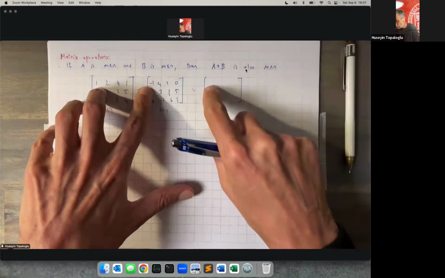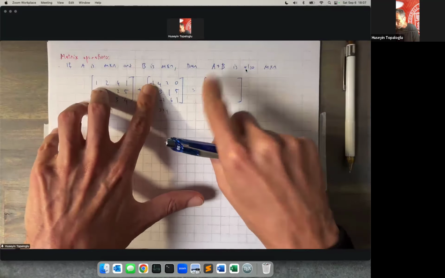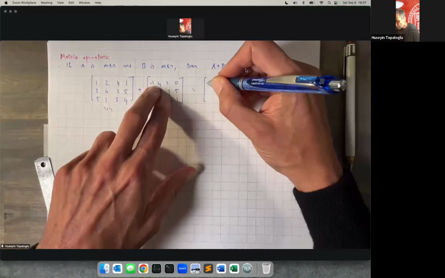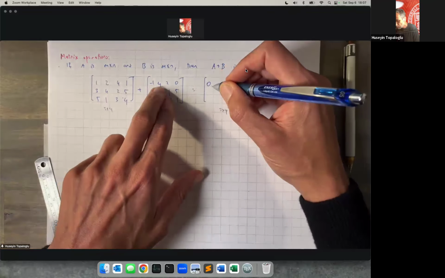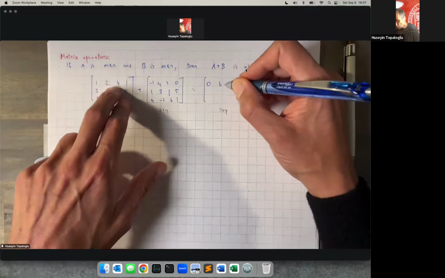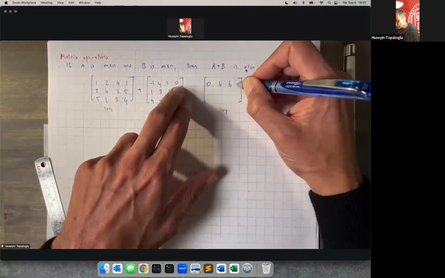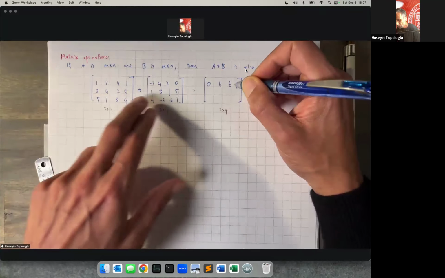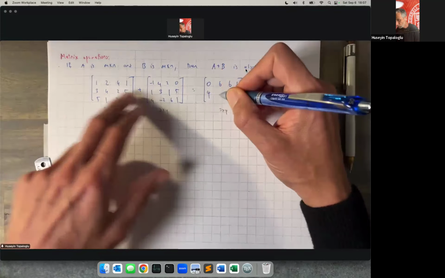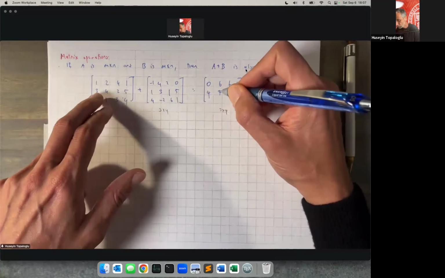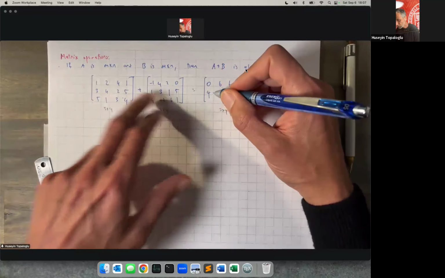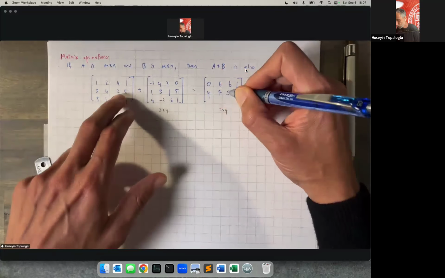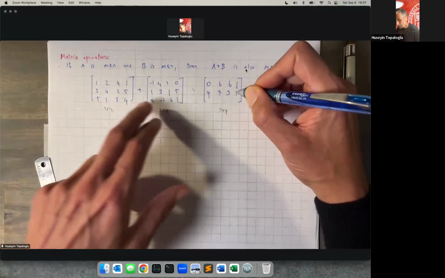And in the sum matrix, first row, first column, just take the corresponding entries and add them up. 1 plus minus 1 is 0. 2 plus 4 is 6. 4 plus 2 is another 6. 1 plus 0 is another 1. 3 plus 1 is 4. 4 plus 3 is 7. 3 plus 1 is 4. 4 plus 3 is 7. 2 plus 1 is 3. 5 plus 5 is 10.